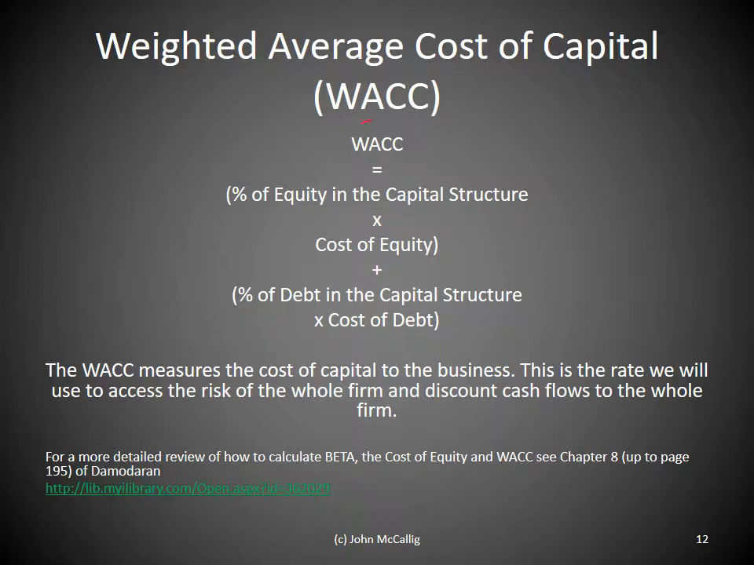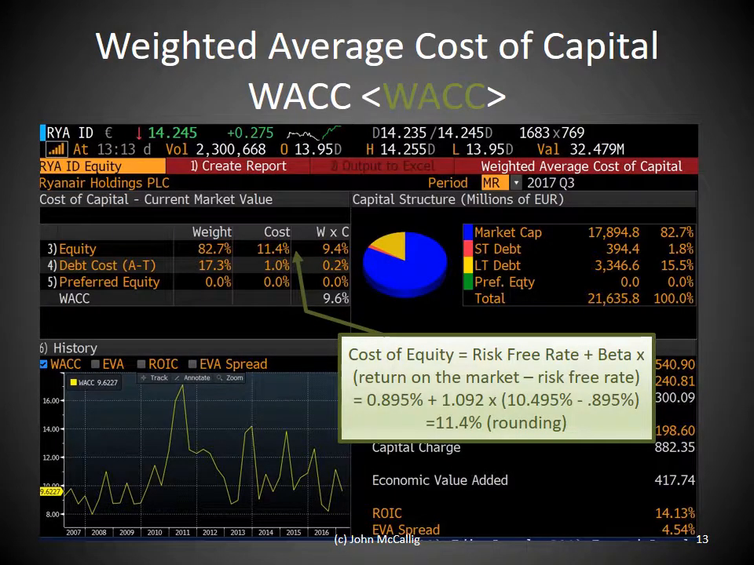And the weighted average cost of capital then is, as it says, the weighted. So you get the percentage of equity in the capital structure times the cost of equity plus the percentage of debt times the cost of debt. So you're averaging using a weighted average, which means you use the percentage of equity and the percentage of debt. And Bloomberg do this here on this screen, the WACC screen.